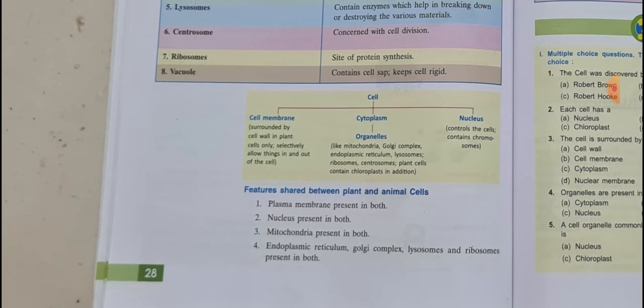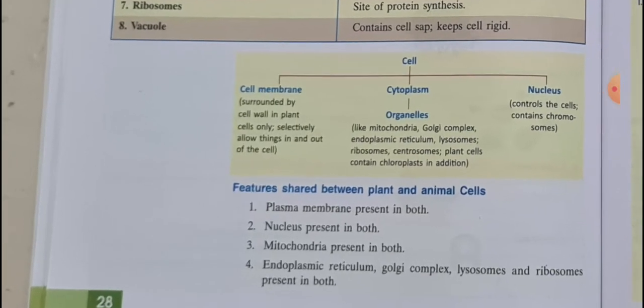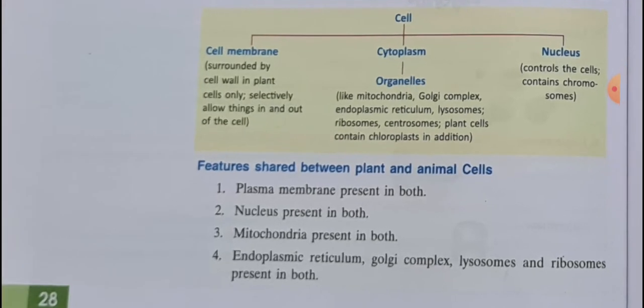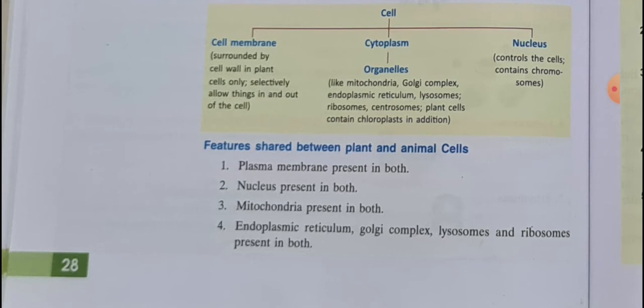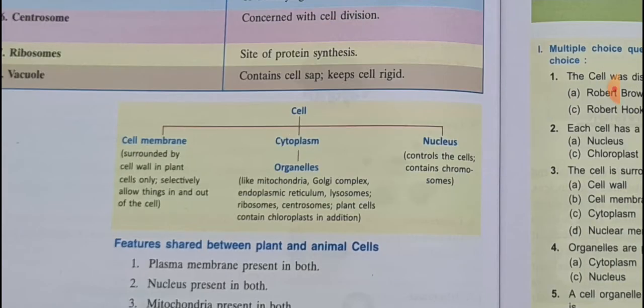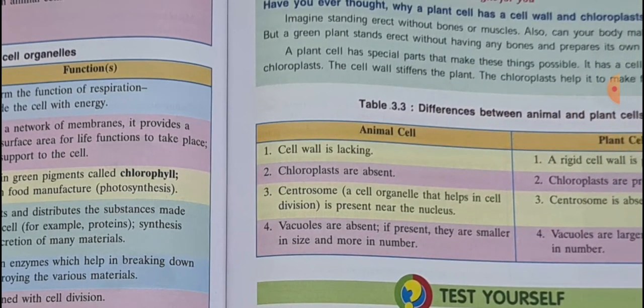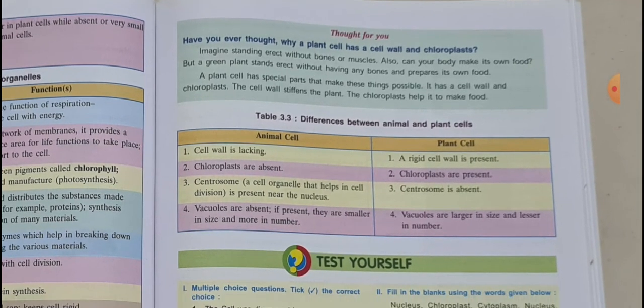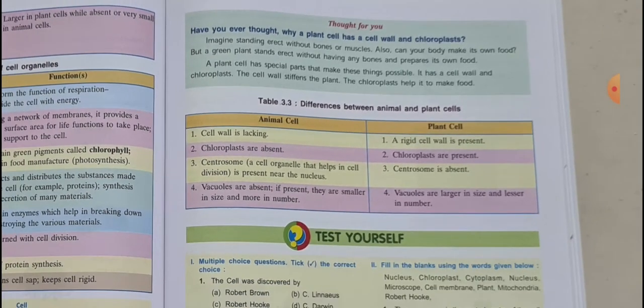Now some of the features which are shared between plant and animal cells: plasma membrane is present in both, nucleus is present in both plant and animal cells, mitochondria is also present in both. Mitochondria is known as the kitchen of the cell. Endoplasmic reticulum, Golgi complex, lysosomes, and ribosomes are present in both. Now there are some differences as well. Here is the box given for differences.